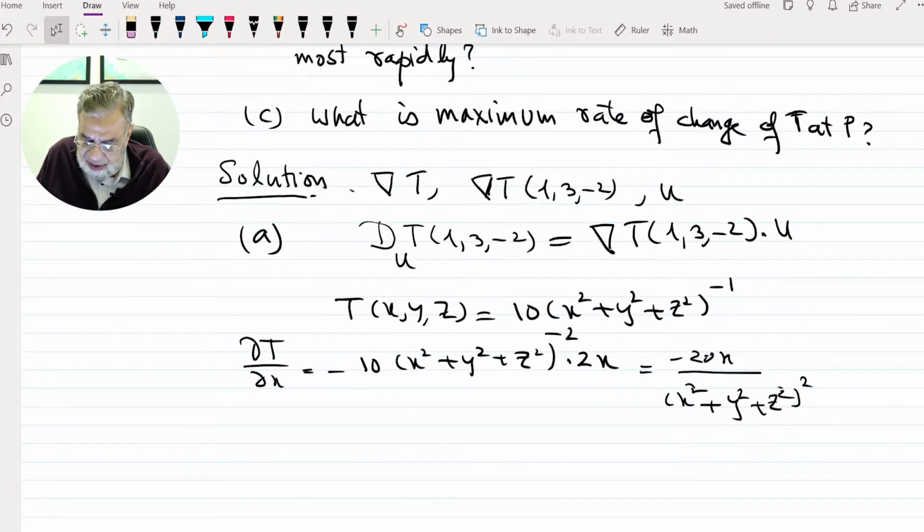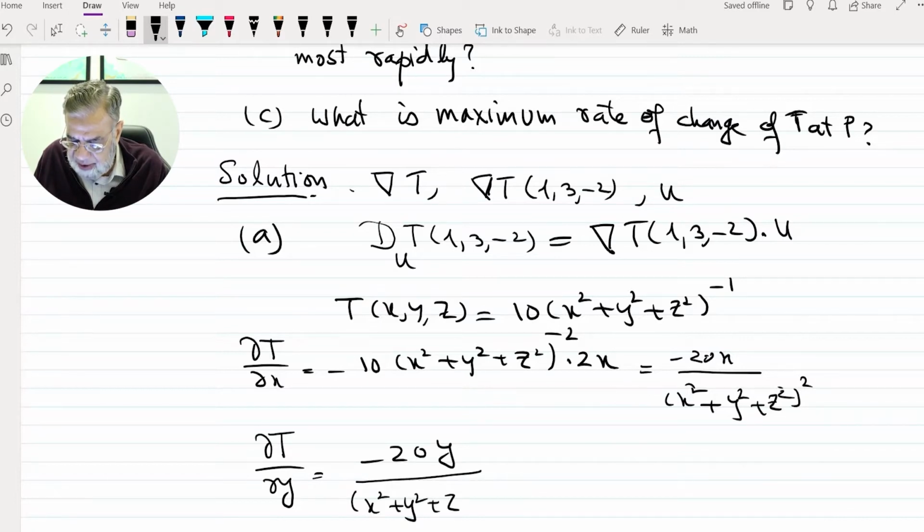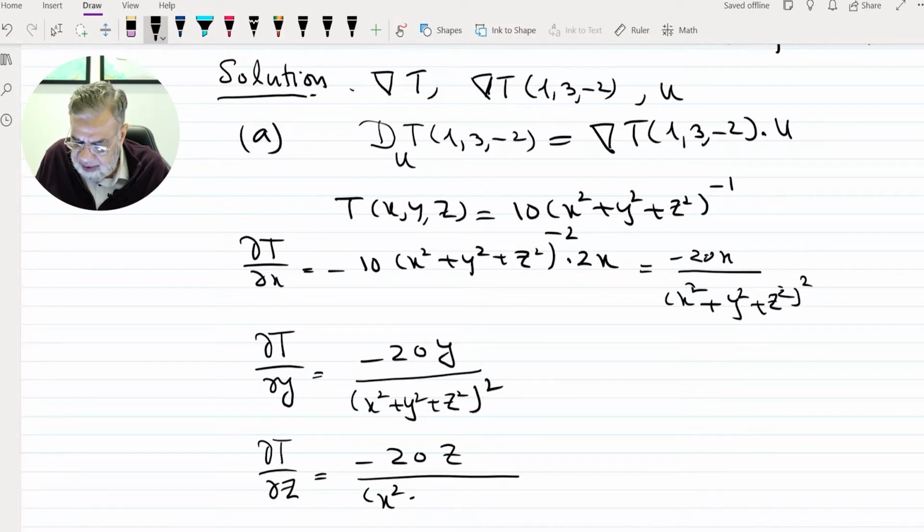Similarly, I can find the partial derivative of T with respect to y, which is equal to minus 20y over (x squared plus y squared plus z squared) squared, because we get 2y when differentiating with respect to y. With respect to z it will be 2z, with x squared plus y squared plus z squared to the power 2 as my denominator when taking the derivative. So my partial T by partial z is equal to minus 20z over (x squared plus y squared plus z squared) whole squared.